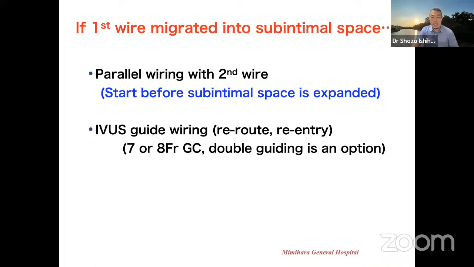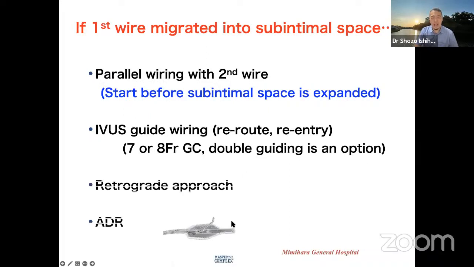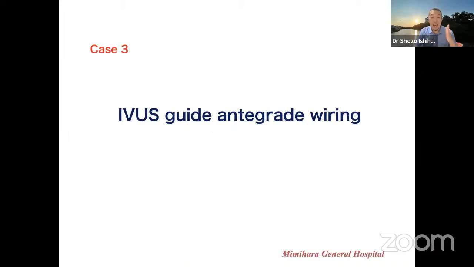And the next option is IVUS guide wiring, but it mandates a 7 or 8 French guiding catheter. Or if we use a 6 or 7 French guiding catheter at that time, double guiding catheter. So one guiding is for IVUS, one guiding is for the microcatheter or advancing wire, as an option. And other options are the retrograde approach and also ADR. But these are not today's topic, so I will focus on IVUS guided antegrade wiring. This is my last case.